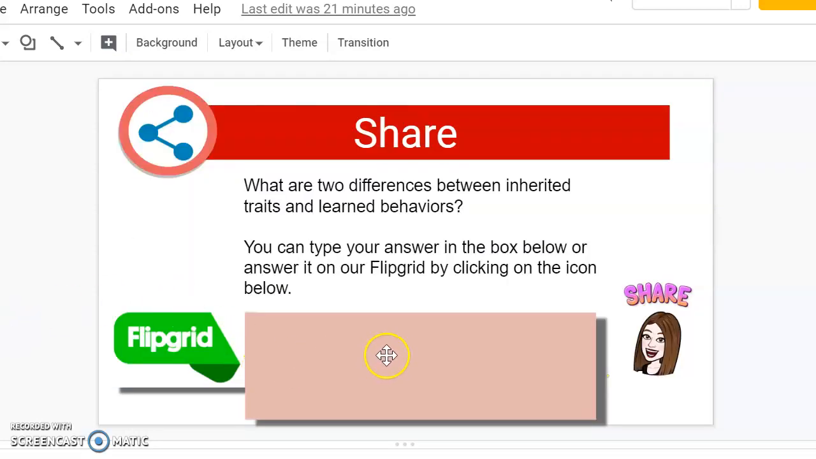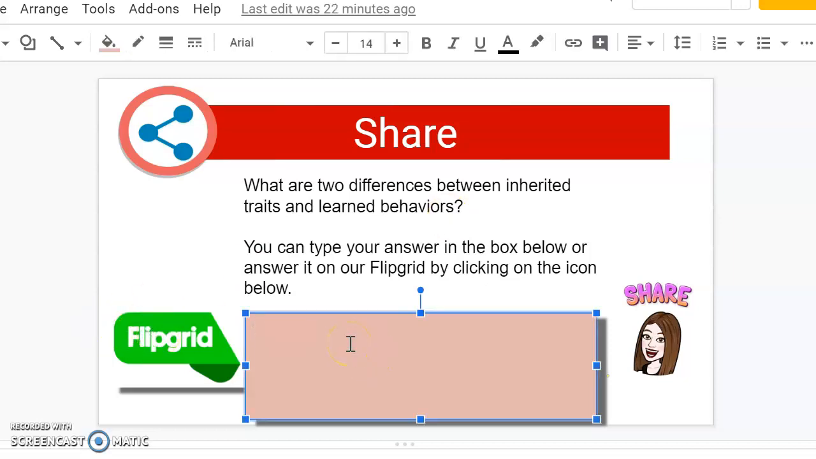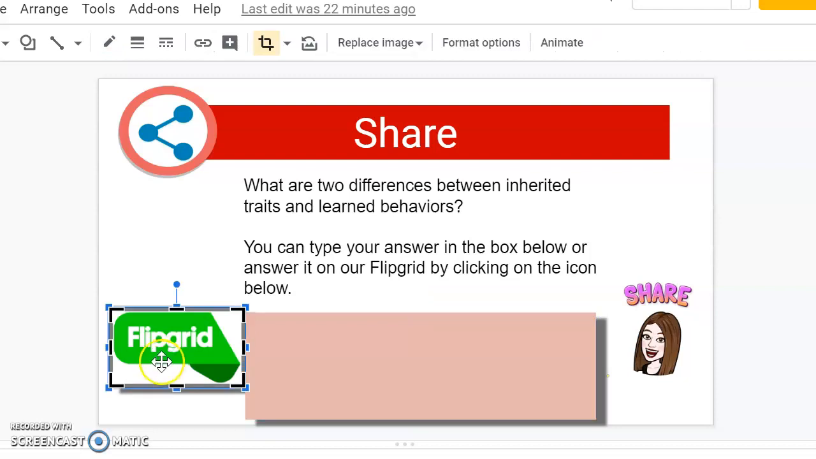For the share portion, I want you to determine what are 2 differences between inherited traits and learned behaviors. And I'm giving you a choice here. You can write your answer in the box below, or you can click on the Flipgrid icon here and go to our classroom Flipgrid and record your response there.